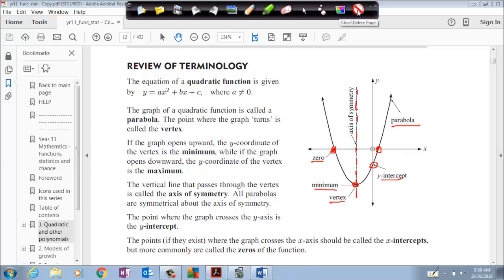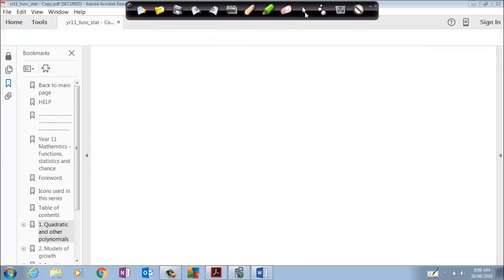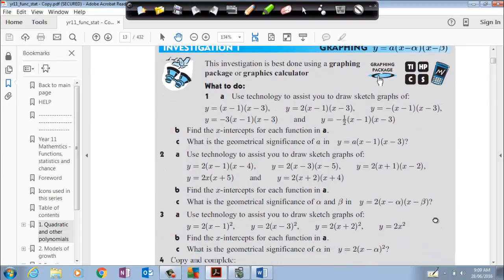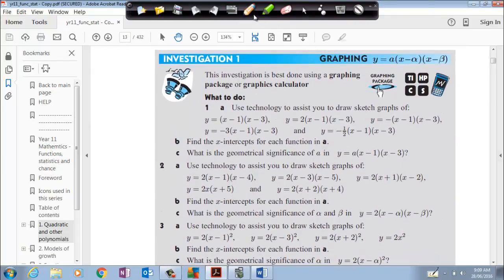Okay, so first of all we'll go down and have a look at the investigation, and I'll just summarize this. First of all, they're saying to sketch these graphs. They're (x-1)(x-3). Now (x-1)(x-3), that's repeated all the way through, but all they change is the value out the front. So here it's 1, here it's 2, here it's minus, which really is a minus 1, here's a minus 3, and really it's asking what is the significance of A, where A is the bit out the front. So let's see what A does.